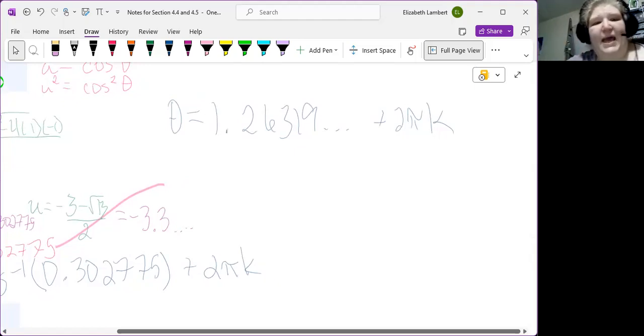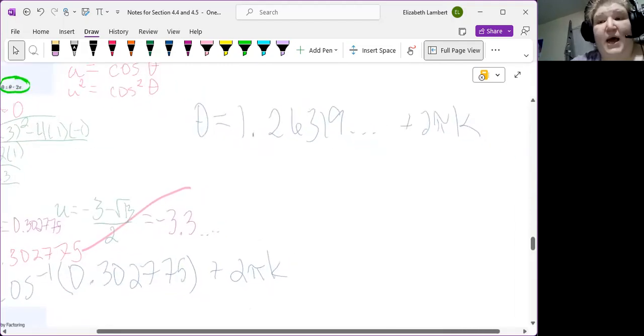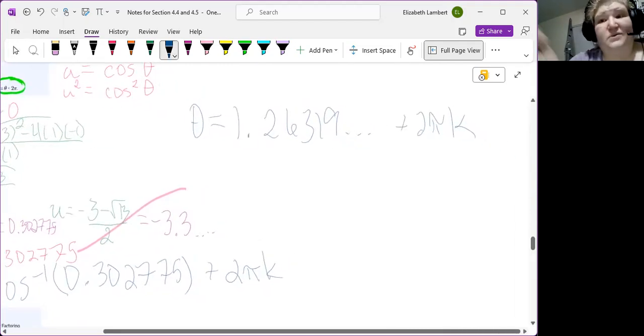If I add 2 pi k, it would be outside of our 0 to 2 pi range. So that crazy decimal is technically the answer. That decimal, plus multiples of 2 pi, are the only numbers that will satisfy this crazy equation. There's technically an extraneous root that we threw out, because there were no angles that would produce that value of cosine.